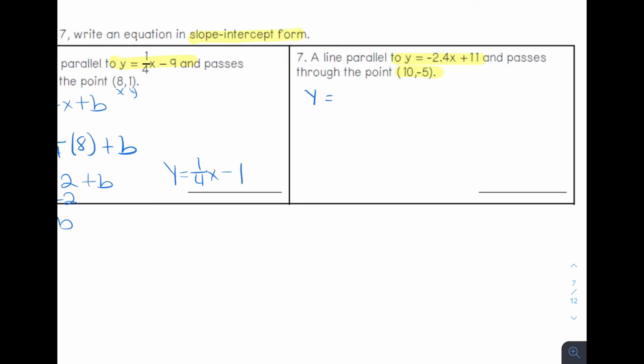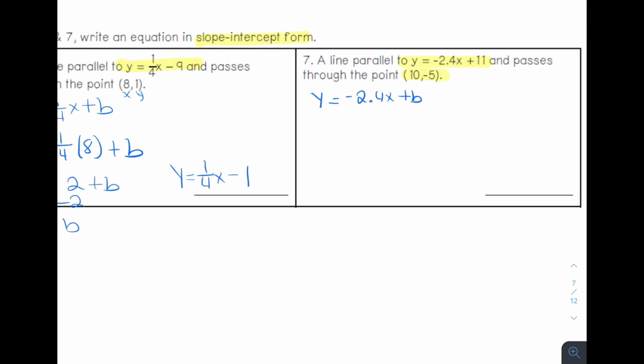Since I know it has to be parallel, I know that the slope will be the same, which I'm going to start by writing the slope, which is -2.4 times x. Again, I am not provided with my y-intercept, so I have to plug in the point given into my equation to find out what the y-intercept is. And the equation should look like this after you plug in what you know. You know your 10 will be your x and your -5 will be your y, and then just solve it like you normally would.